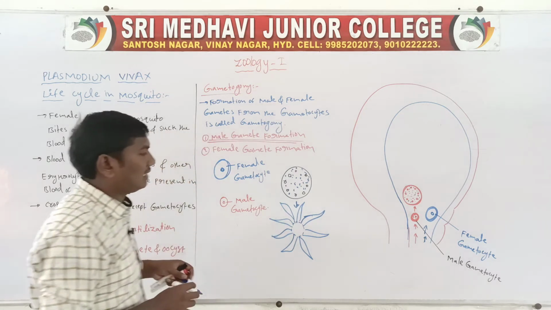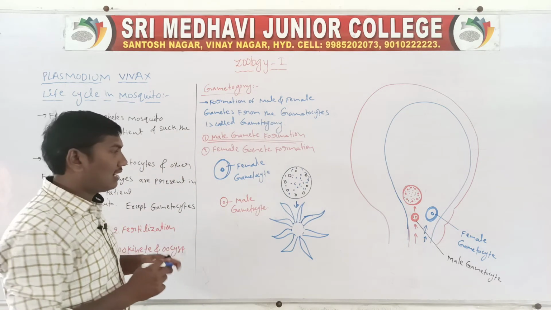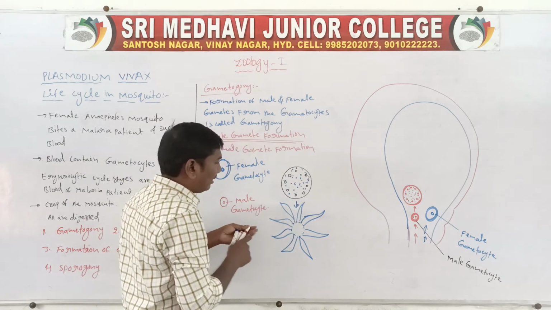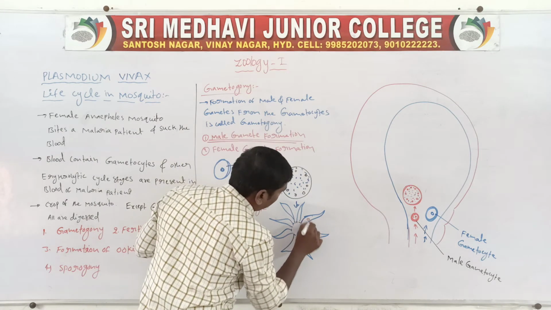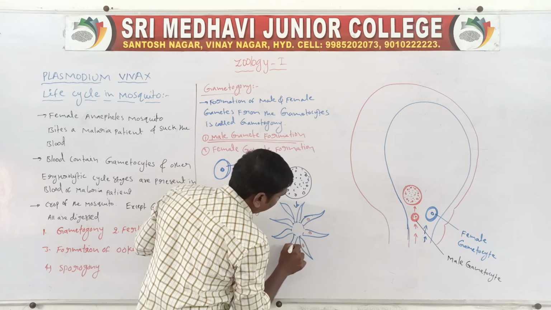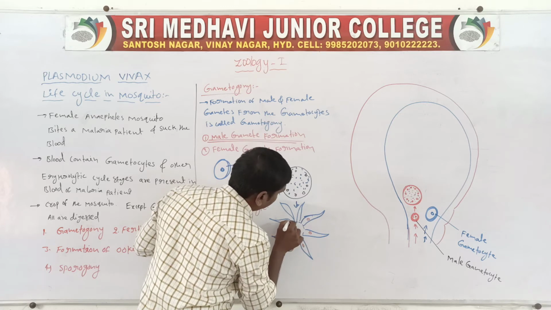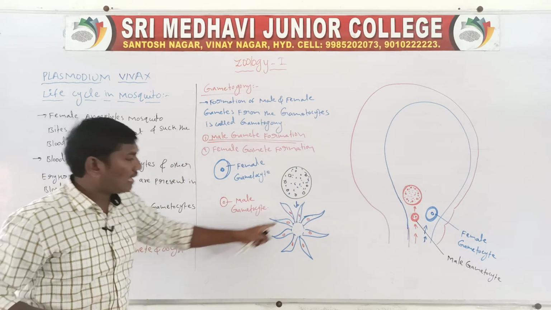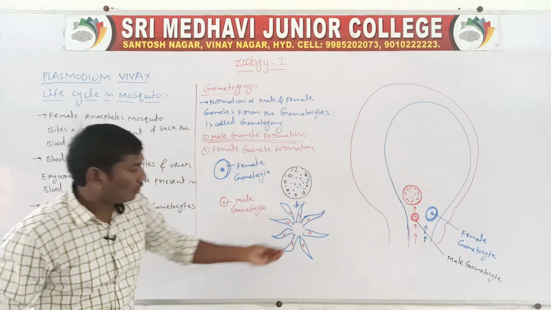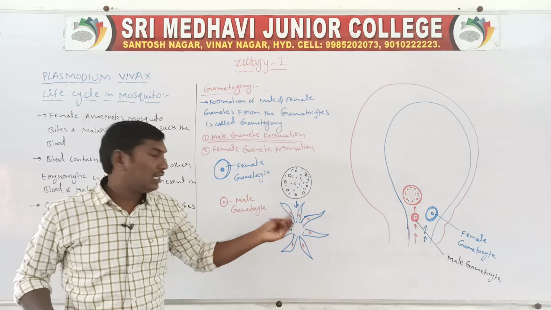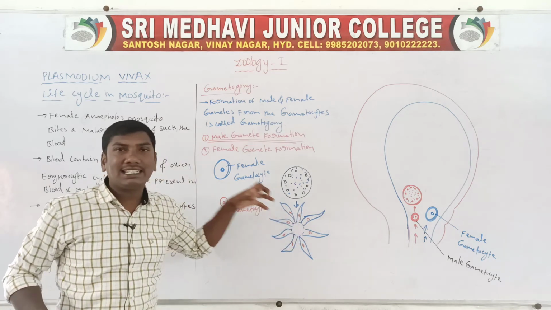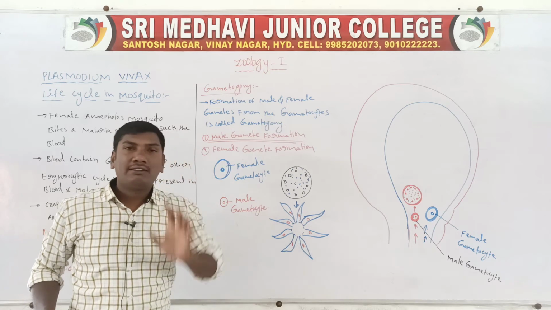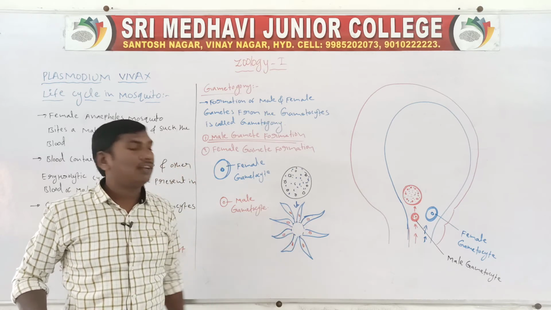Eight flagella-like structures form. One nucleus enters into each flagellum. The cytoplasm is pushed outside. So there is the formation of 8 flagella-like structures, and in each flagella-like structure, one nucleus enters into one flagellum.